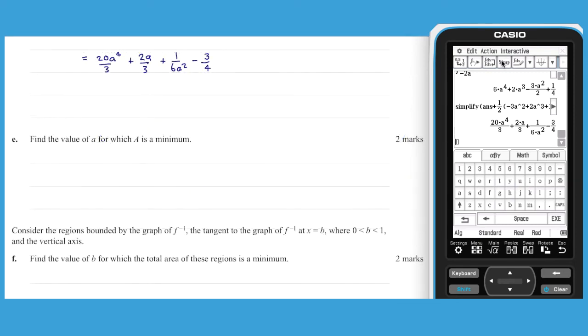Part E. The value of a for which this area is minimized can be found by solving the derivative of this equation equal to 0. I will use the calculation derivative command of my ClassPad to differentiate the expression with respect to a, and then solve this answer equal to 0.